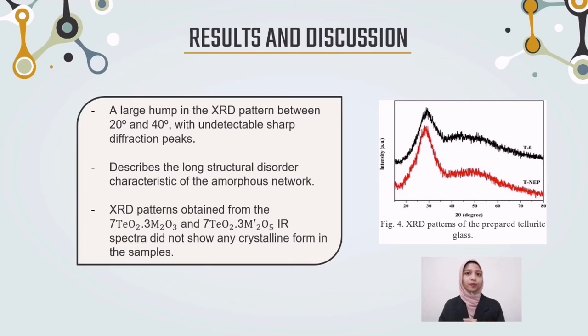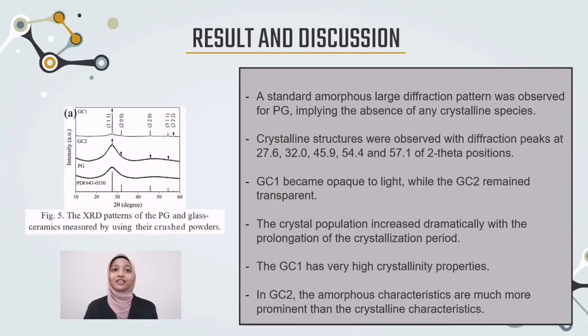This was proved from the XRD patterns obtained from the 7TeO2.3M2O3 and 7TeO2.3M'2O5 IR spectra that did not show any crystalline form in the samples. In figure 5, a standard amorphous broad diffraction pattern was observed for PG, implying the absence of any crystalline species.